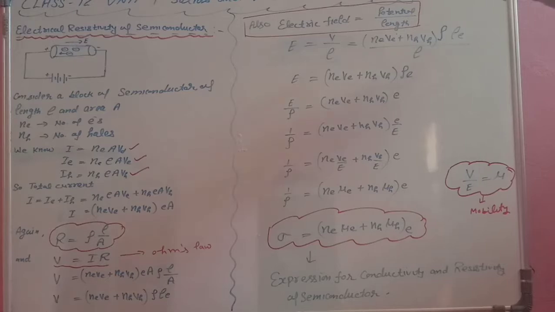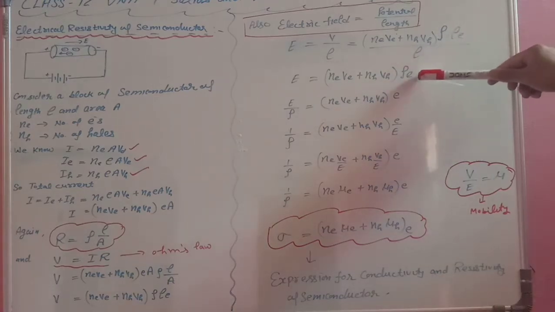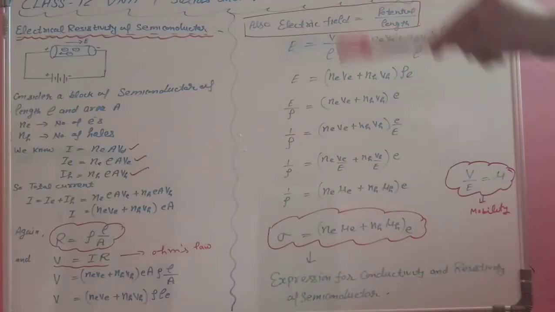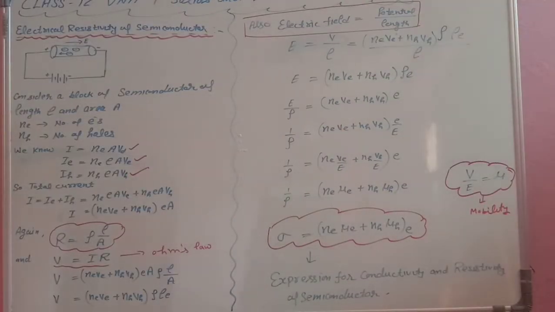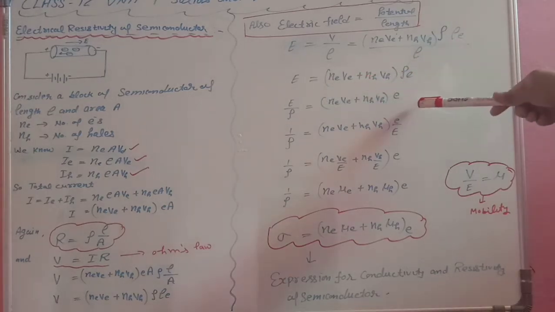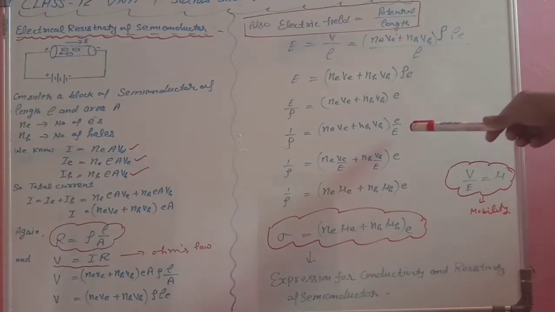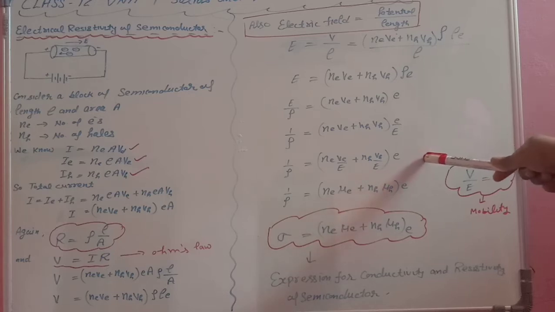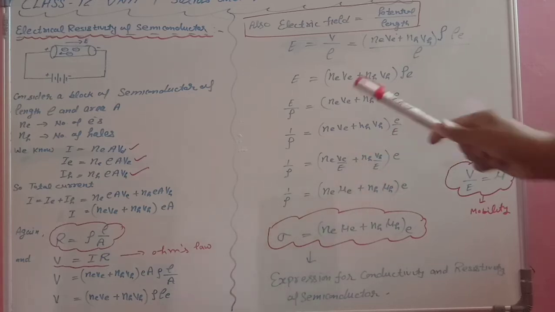Now we know what electric field is. Electric field is potential per unit length. So put the value of potential here, cancel the terms, L and L will cancel out, you will be left with rho. Now rho we can take on the other side, students. Take rho on the other side, then it will be E upon rho equals (n_e v_e plus n_h v_h) e. Now E we will bring on the other side, it will come in the denominator and you will get this expression. Now e we are taking inside.